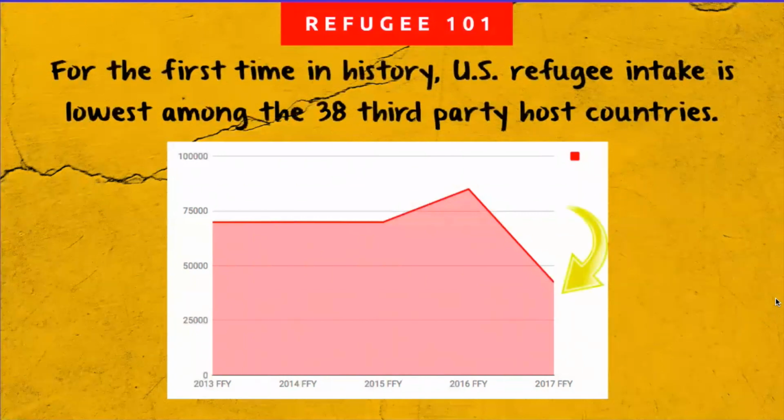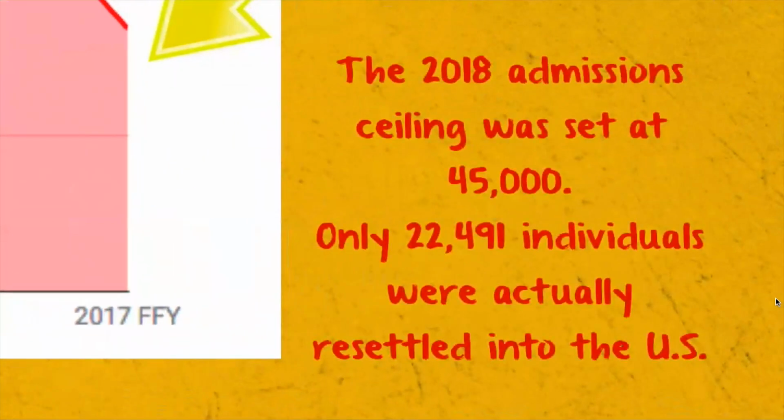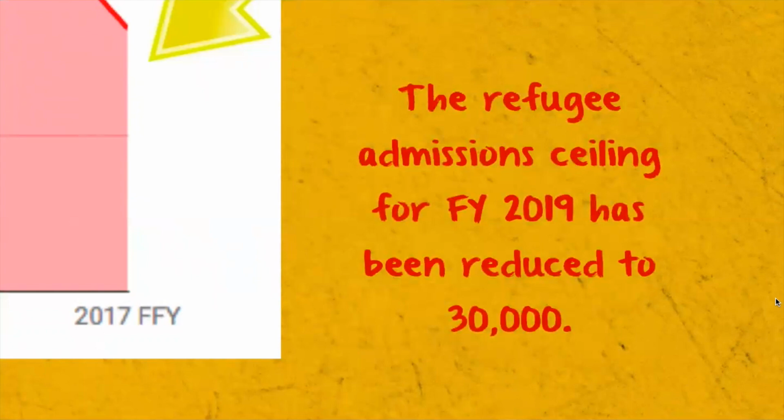In 2018, the refugee admission ceiling was lowered to 45,000, though only 22,491 individuals were actually resettled into the U.S. during that period. For fiscal year 2019, that number has been further reduced to just 30,000. If you'd like to become involved in advocating for healthy refugee resettlement numbers, be sure to check out our advocacy page. Your voice can make a difference.